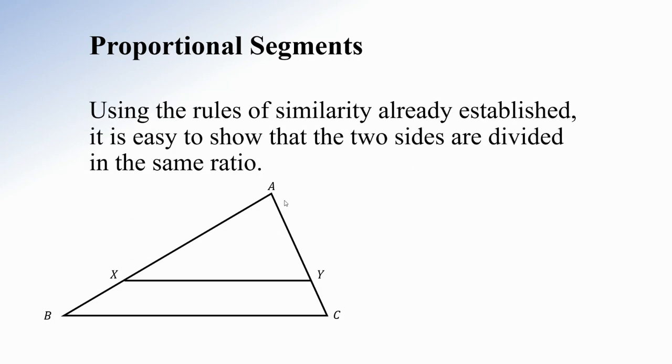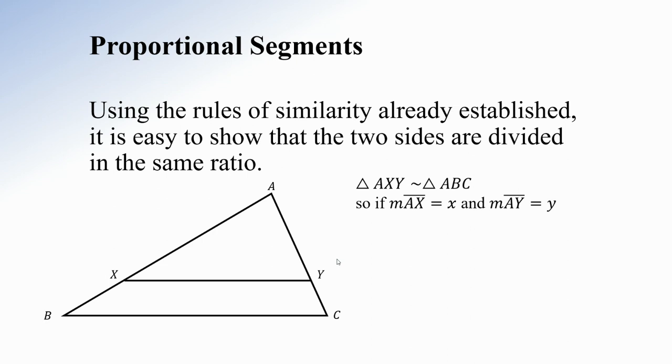We can use the rules of similarity that you already know to see that the two sides have to be divided in the same ratio by this line XY. So we know that triangle AXY must be similar to triangle ABC. We know that because angle A is common to both of those triangles. And we know that the angle at X here must be the same as the angle at B here because they're corresponding angles, because XY and BC are parallel.